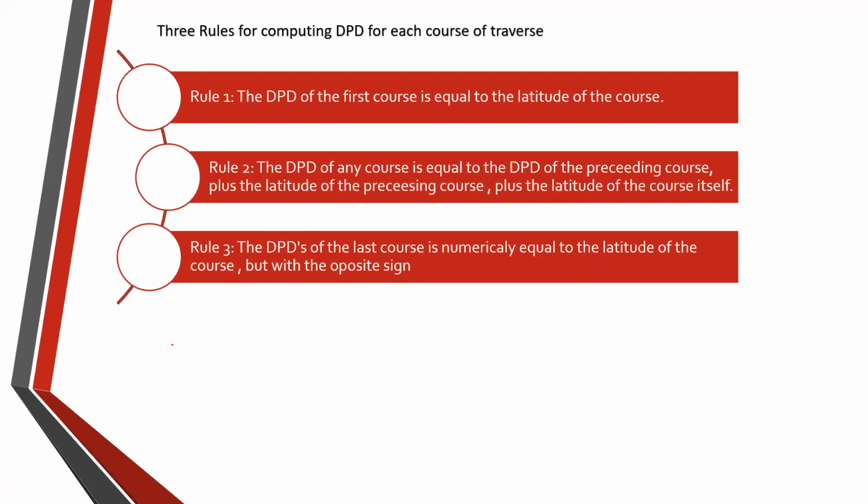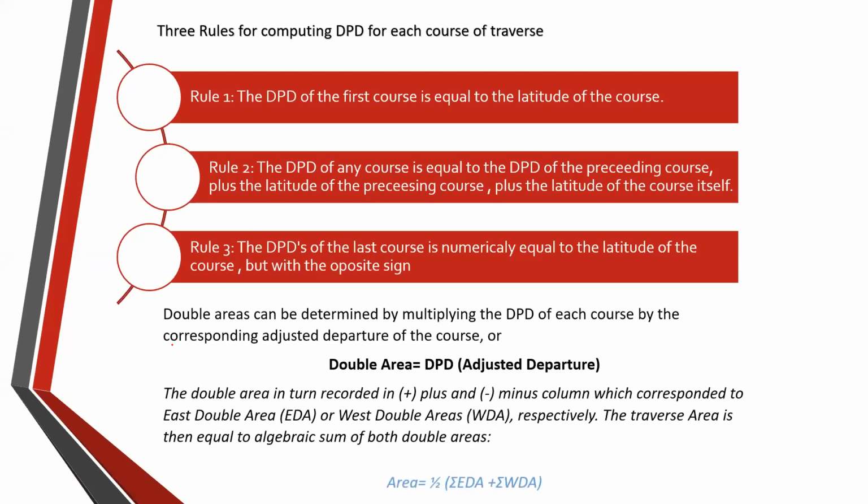the opposite sign. And the double areas can be determined by multiplying the DPD of each course by the corresponding adjusted departure of the course, or the double area is equal to DPD times the adjusted departure. Hindi na siya adjusted latitude, kundi adjusted departure na siya. Double area is in turn recorded in plus and minus columns, which correspond to the east double area, EDA, and the west double area respectively. The traverse area is then equal to the algebraic sum of both double areas.